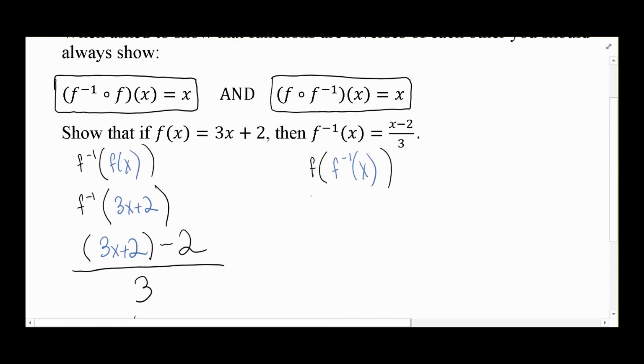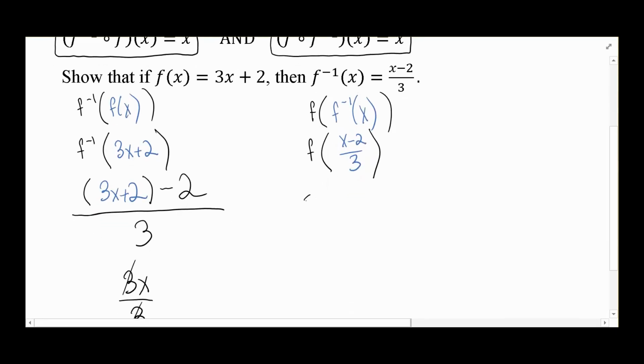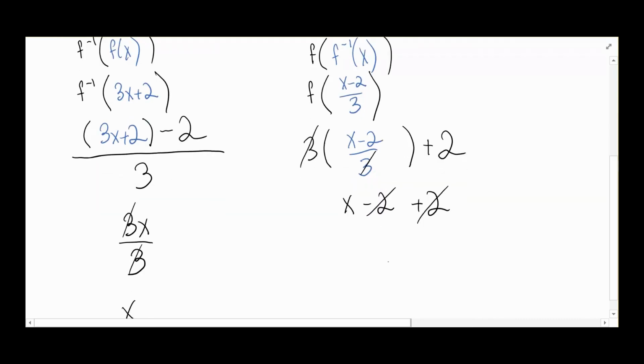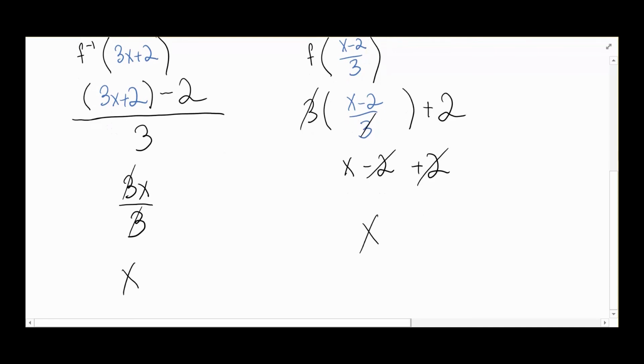And similarly here. So for f of f inverse, f inverse was (x minus 2) over 3. The function f tells me to do 3 times whatever I'm plugging in plus 2. And what I'm plugging in is (x minus 2) over 3. Our 3's divide out, leaving x minus 2 plus 2. Minus 2 plus 2 adds up to 0, leaving just x. So that's how we'd prove or show that two things are in fact inverses of one another.